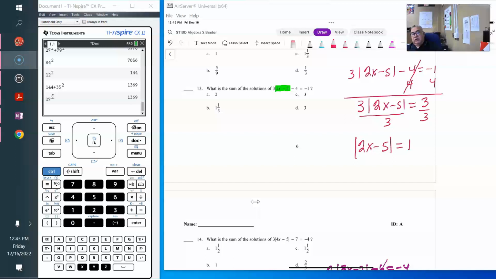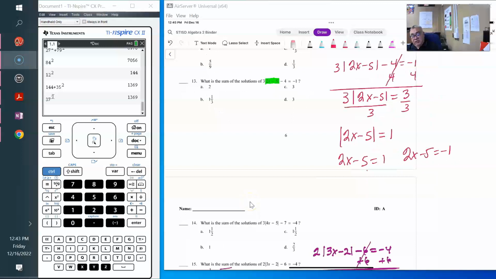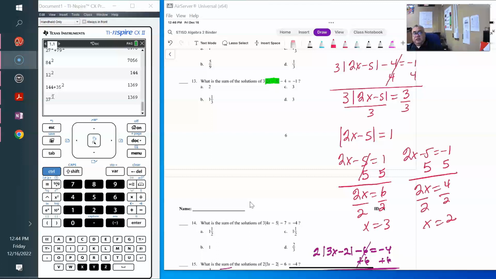And you do have an absolute value. And remember, in the absolute value, you can either have a positive or negative answer. So you have 2x minus 5 equals 1, and 2x minus 5 equals negative 1. You're going to solve for each equation. You add 5 to both sides. So you have 2x equals 6. Then you divide by 2, so x equals 3. And in the other, 2x equals 4 divided by 2, so x equals 2. Let me show you how you can do this in the graphing calculator.